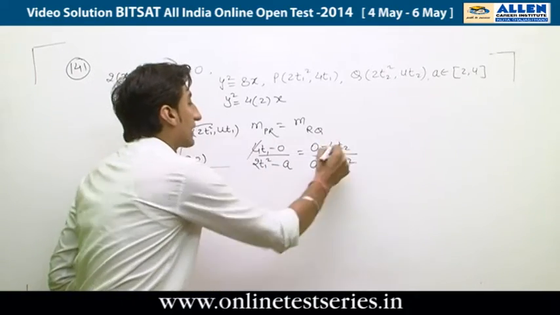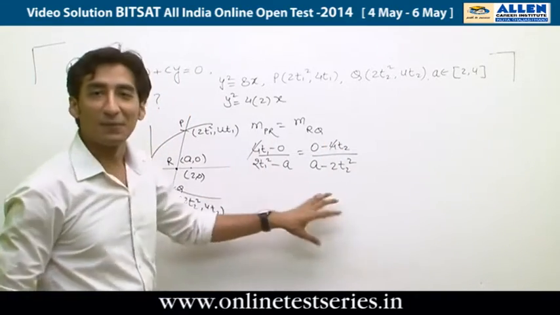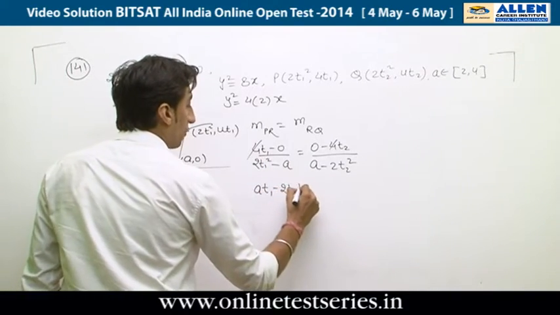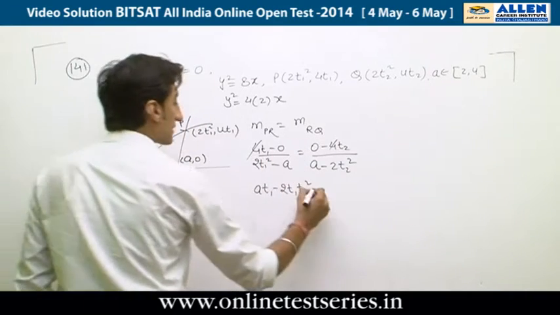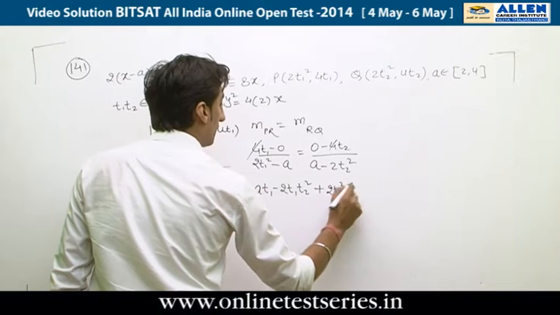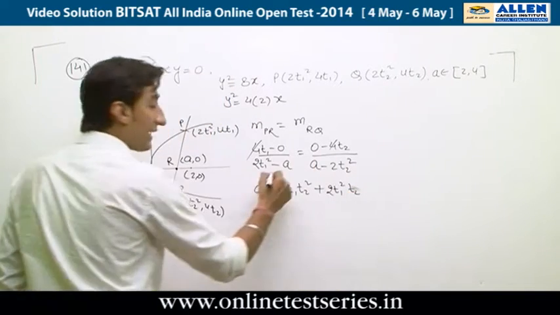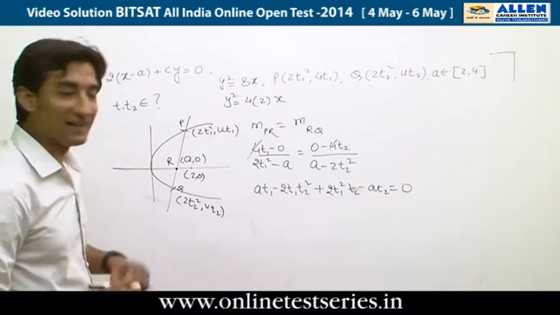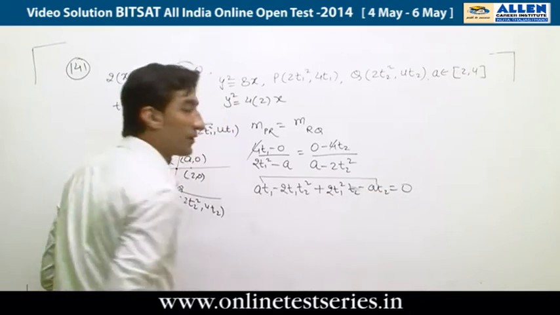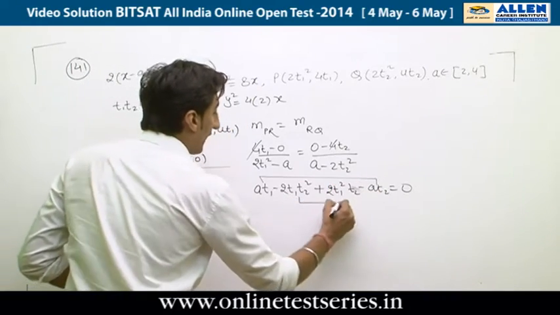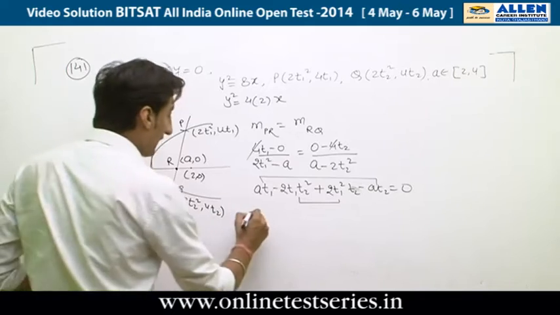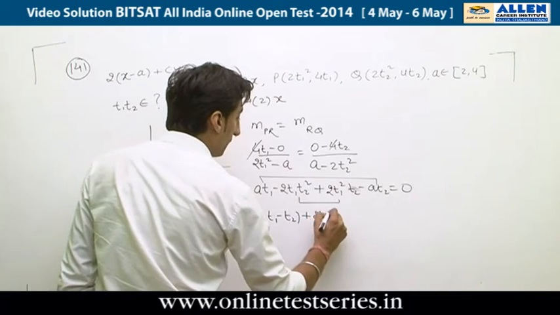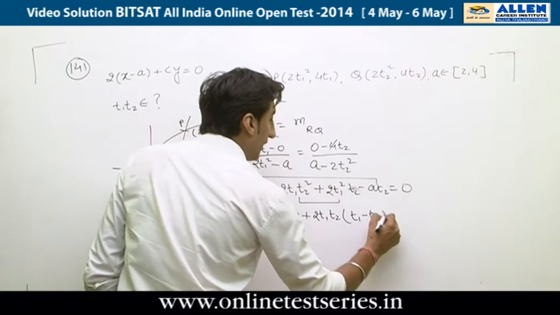Clearly 4 got cancelled out with 4, and if we cross multiply this expression, we get at1 minus 2t1 t2 square plus 2t1 square t2, and then again minus at2 is equal to 0. Now if we simplify this expression and we take a common from these two terms and 2t1 t2 from these two terms, clearly a times t1 minus t2 plus 2t1 t2 times t1 minus t2 is equal to 0.